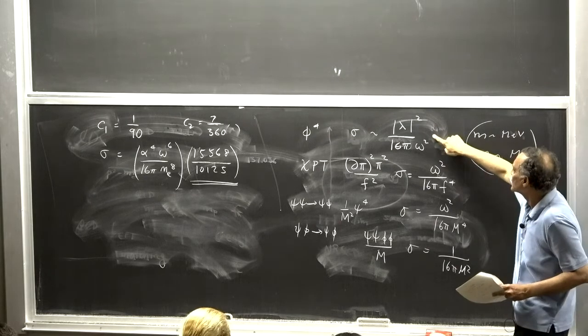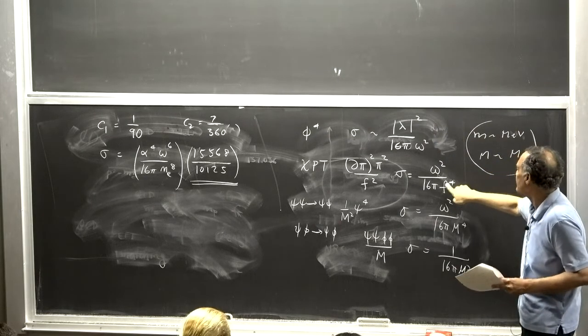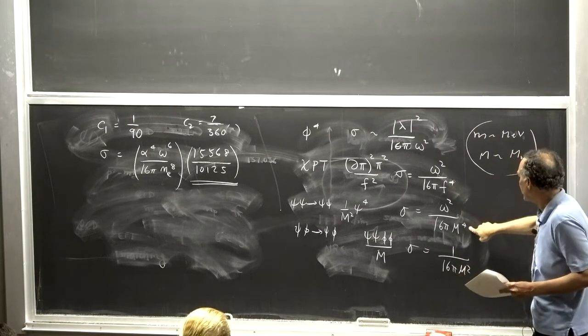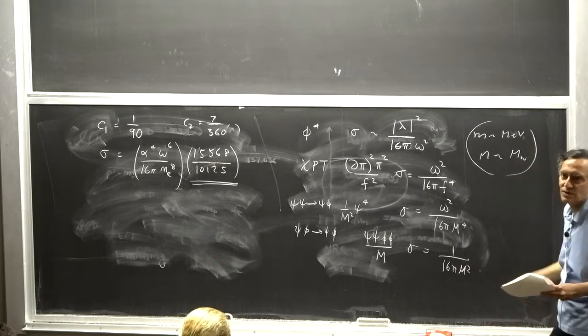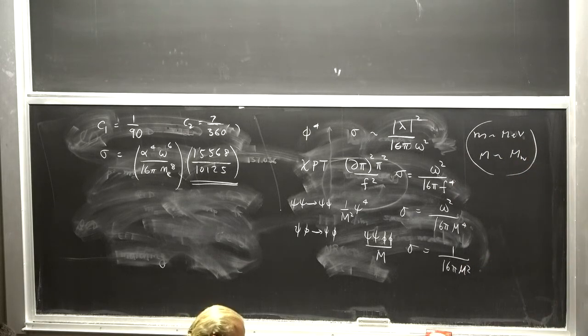Basically, this is big M to the 0. This is big M to the 4th. F is like the new high scale, big M to the 4th and big M squared. That's really what's being tracked.